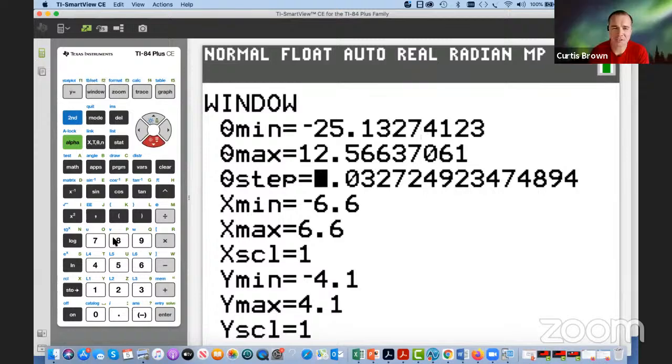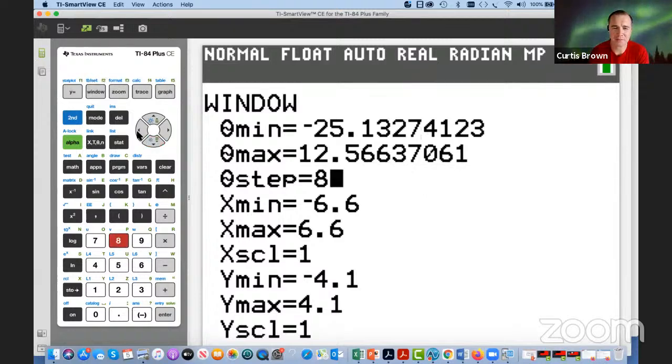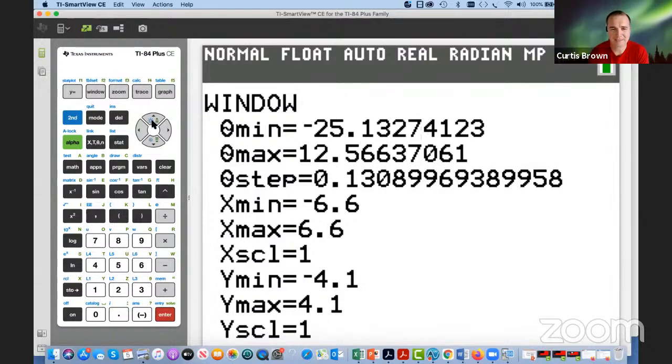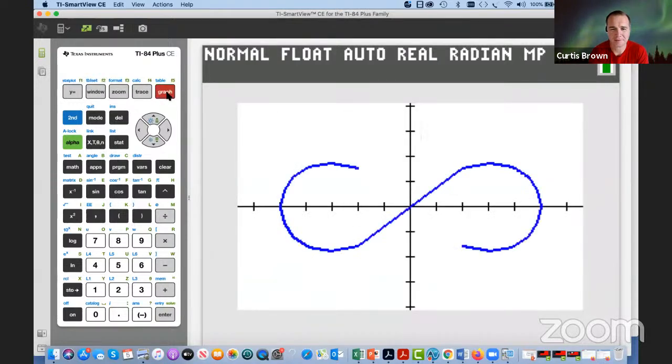So I'll try making sure that your window gives you... Nope, you don't want 8 pi as your step. I skipped down one too many. I'll go ahead and make it pi over 24 again, but I'll make the theta max 8 pi. And let's see what happens there. Hey, we have a connection. Okay.